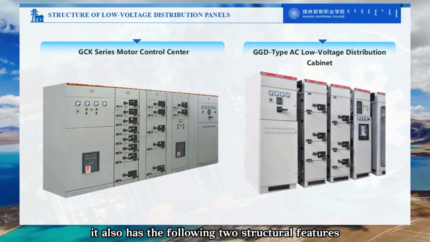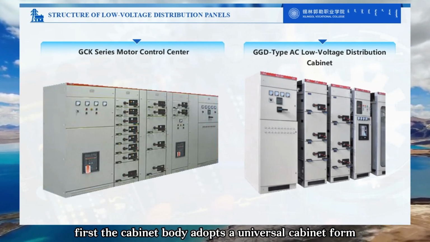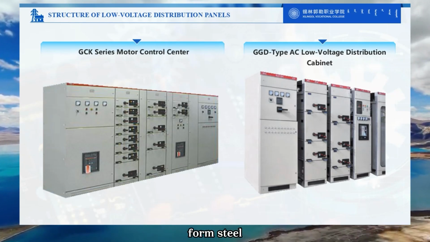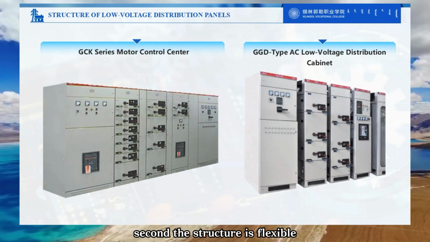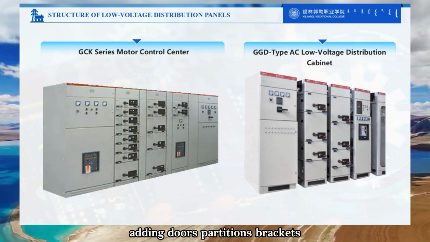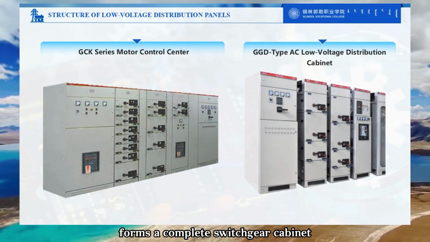It also has the following 2 structural features. First, the cabinet body adopts a universal cabinet form, with the frame assembled by welding locally using cold-formed steel, fully considering heat dissipation. Second, the structure is flexible, according to the required scheme, adding doors, partitions, brackets, bus bars, and electrical components forms a complete switchgear cabinet.